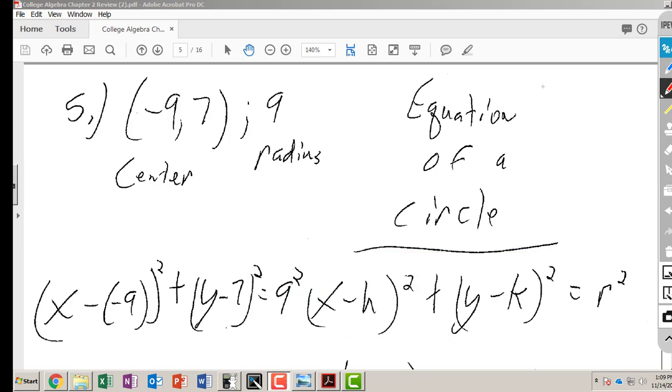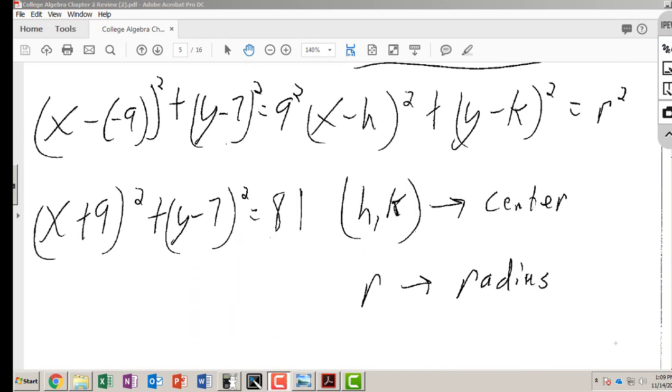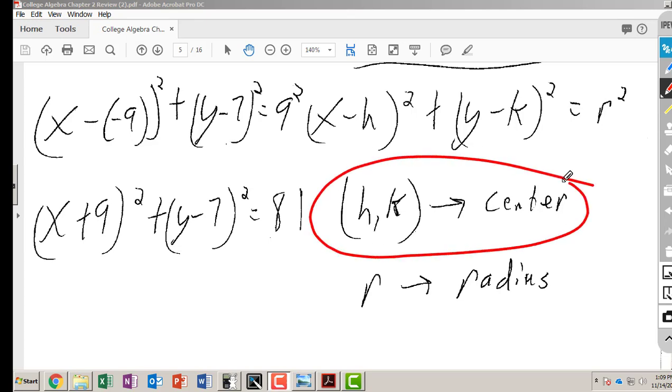That's what I like to do, and then I just think of it as a shift. So you have your x squared plus y squared equals r squared, and then I apply the shifts to it. If you want to write that equation out, you're going to notice that h and k would be your center, and r would be your radius. So again, it's just a matter of substitution.